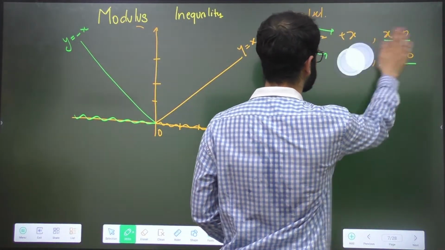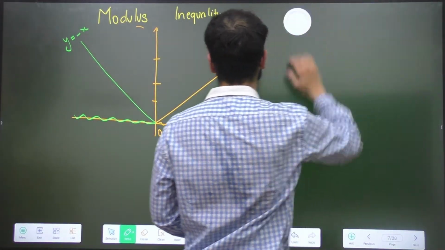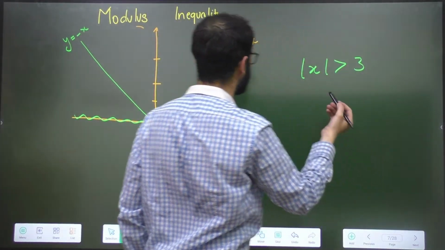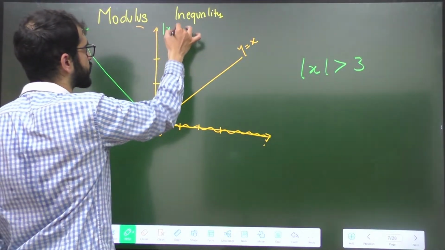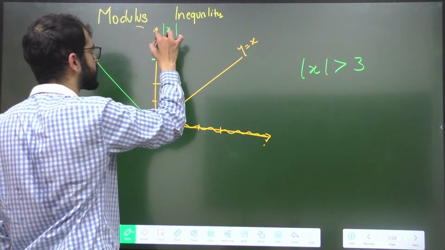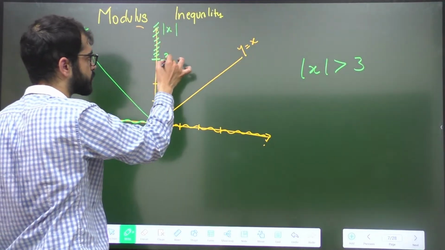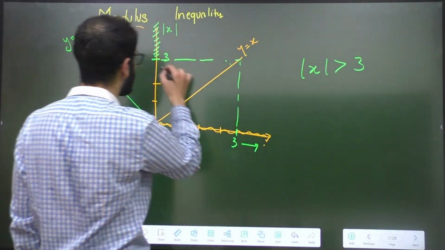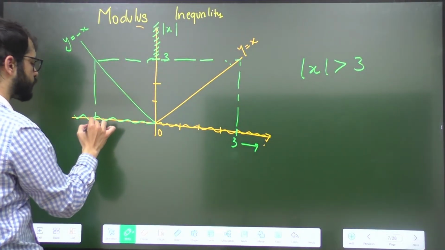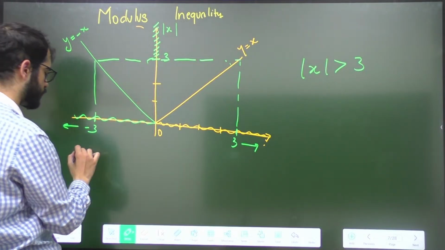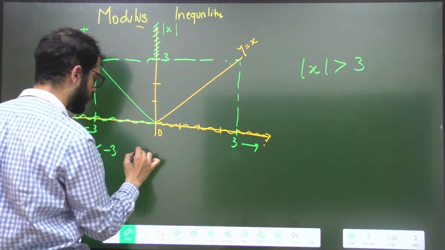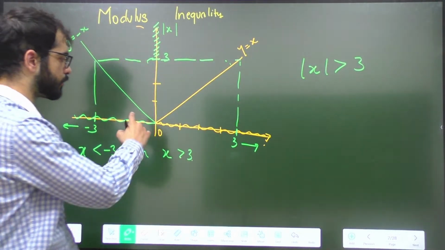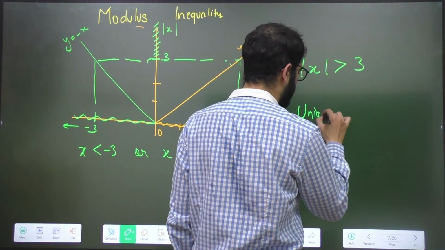Let's try to understand the observations from this. If someone says that mod of x is greater than 3, what does that mean? That means the output of this modulus function is greater than 3. That means these are the possible values. If these are the possible values, then I can say that the input was greater than 3 or the input was less than minus 3. So we have to say that either x was less than minus 3 or x was greater than 3. The common point of confusion over here is that some students confuse union and intersection.